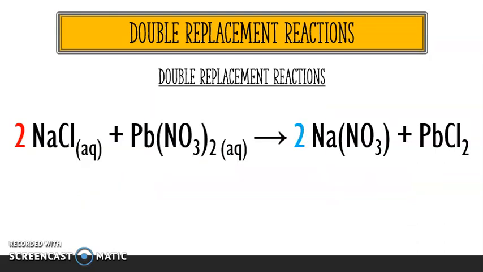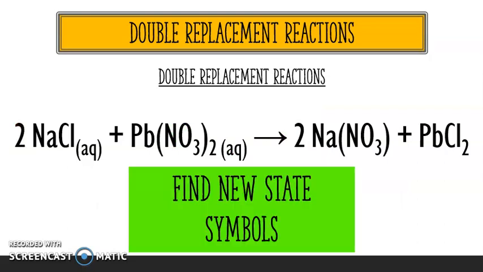One last step before we completely call this a success: we're missing state symbols on our product side. We do need to predict those as well. So we'll use our solubility rules. Remember that anytime that you have nitrate, well, that's going to be an aq compound. And ordinarily on your second compound, Cl, that's part of the halogens.